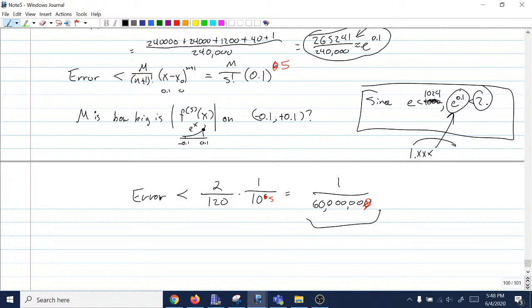Doubling the error is not that big a deal. Like, if I used that it was less than 1 over 60,000, but really it's 1 over 30,000. It's the number of digits that we really care about, not what the value is after that many digits. Okay, that's Taylor's inequality problems.